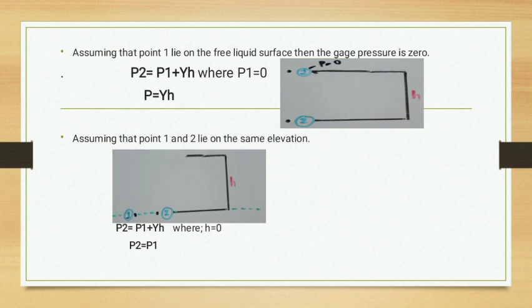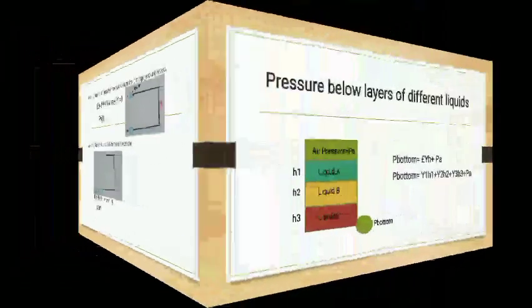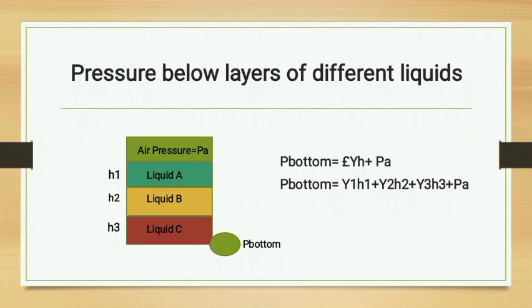If we assume that point 1 and point 2 lie at the same elevation, so if point 1 and point 2 are at the same elevation, it is considered that the height is equal to 0. So pressure at point 2 is equal to pressure at point 1. Next is the pressure below layers of different liquids.